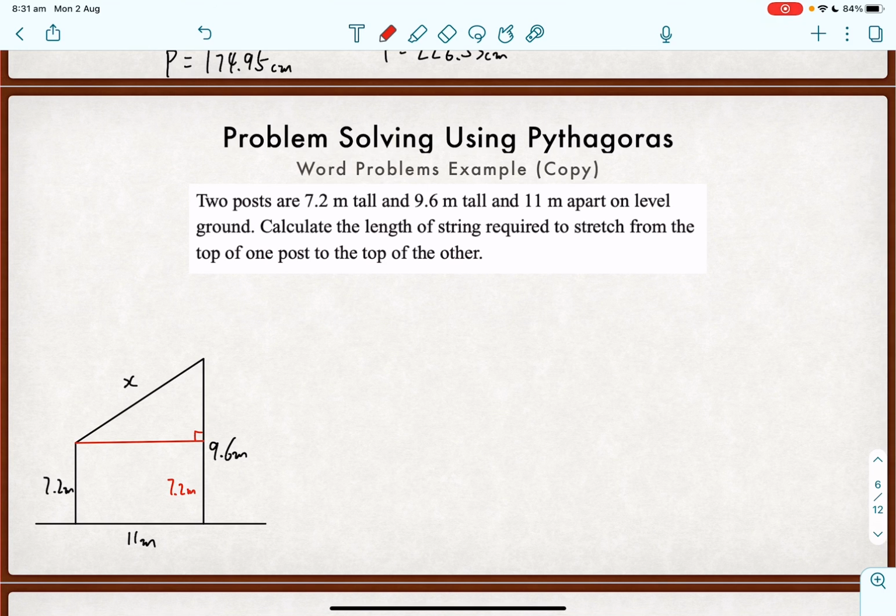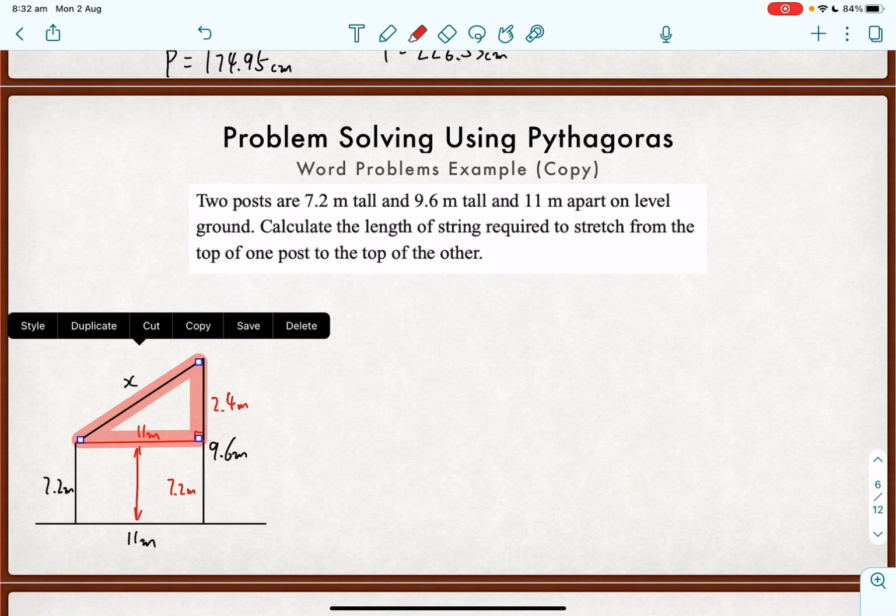So that means the top is 9.6 minus 7.2. So how much taller is the 9.6 over the 7.2? So 9.6 minus 7.2, you got 2.4 meters here. And then the red one opposite is the same because it's a rectangle. So that will be 11 meters as well. So we just need this right angle triangle here to solve this, isn't it?